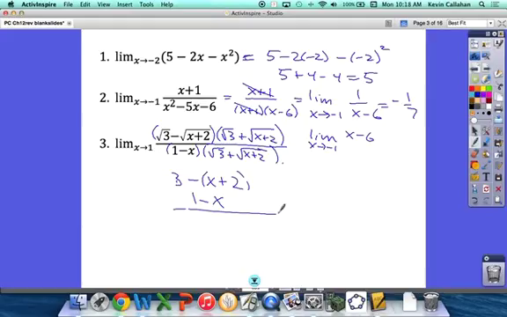That's the way these always work, right? Whatever you're simplifying in the numerator becomes that other factor in the denominator that was giving you a 0 in the denominator. So now we've got 1 minus x times the square root of 3 plus the square root of x plus 2.